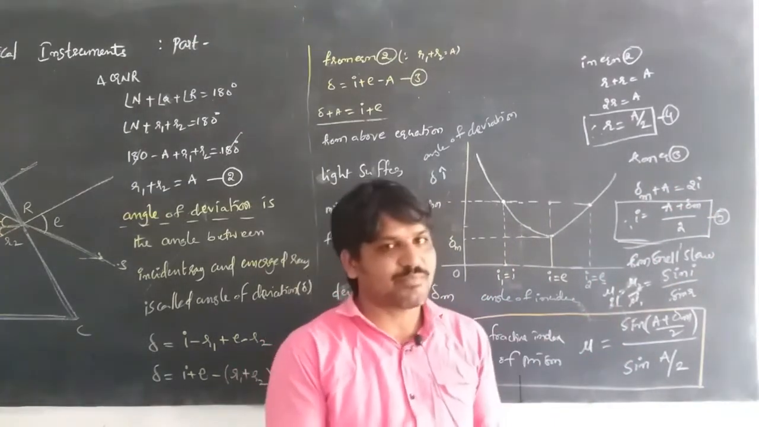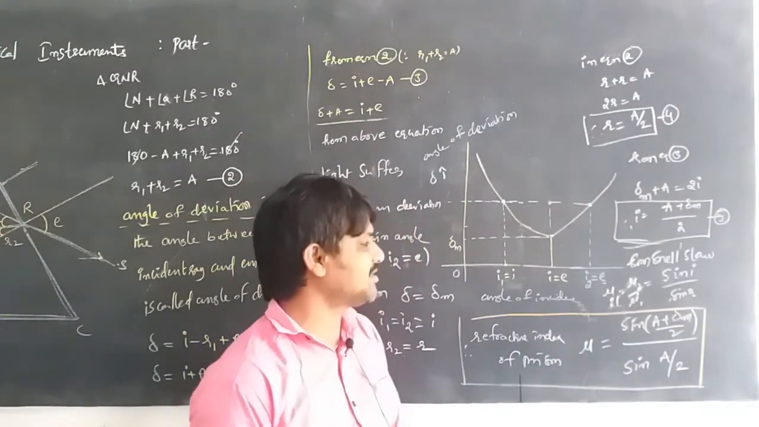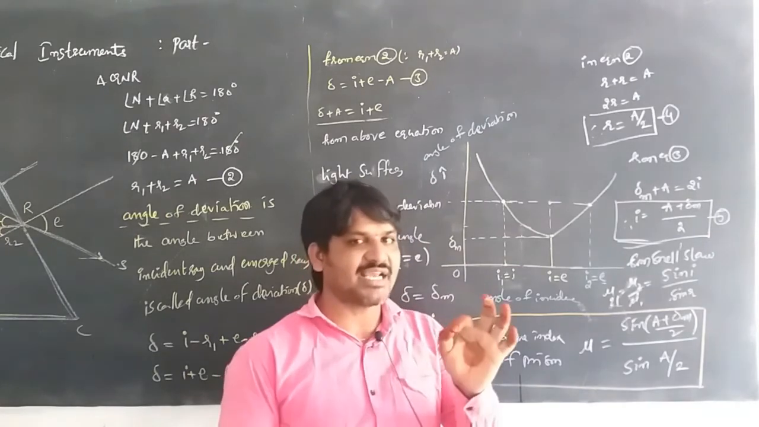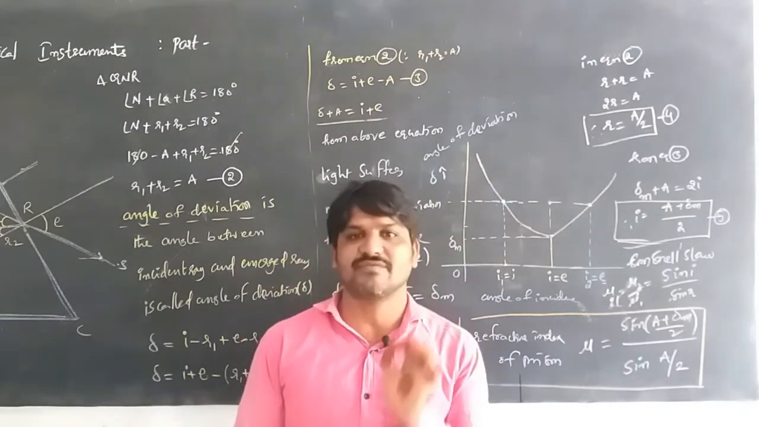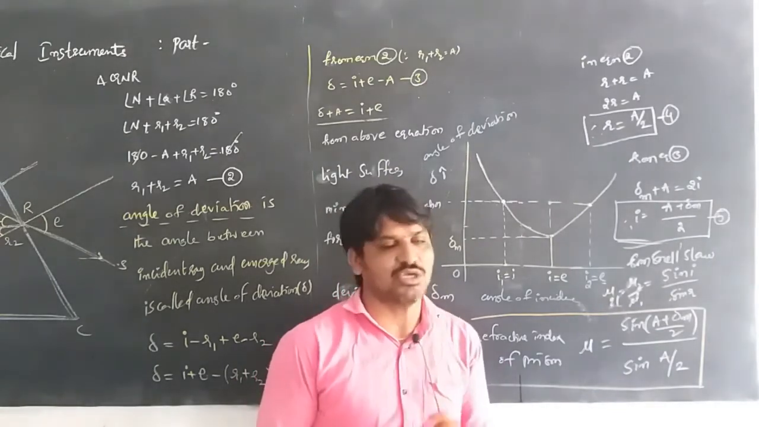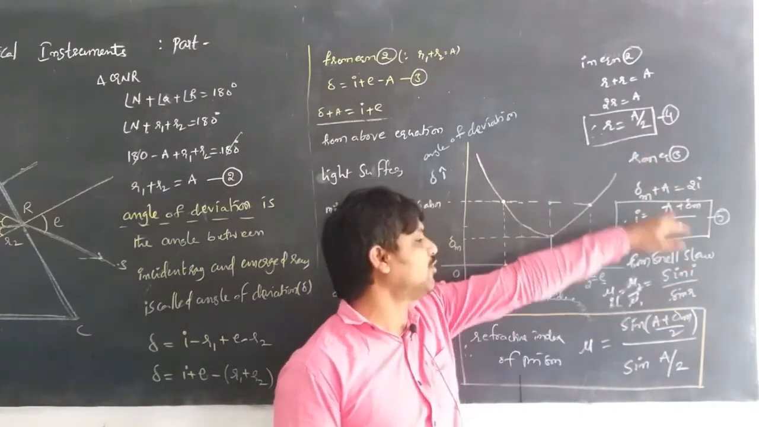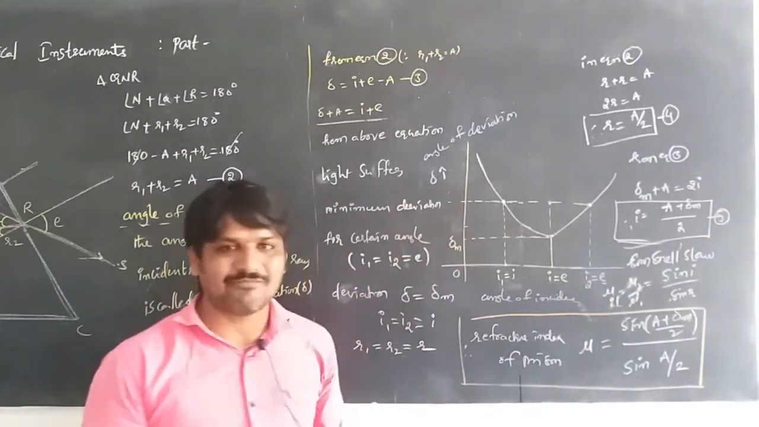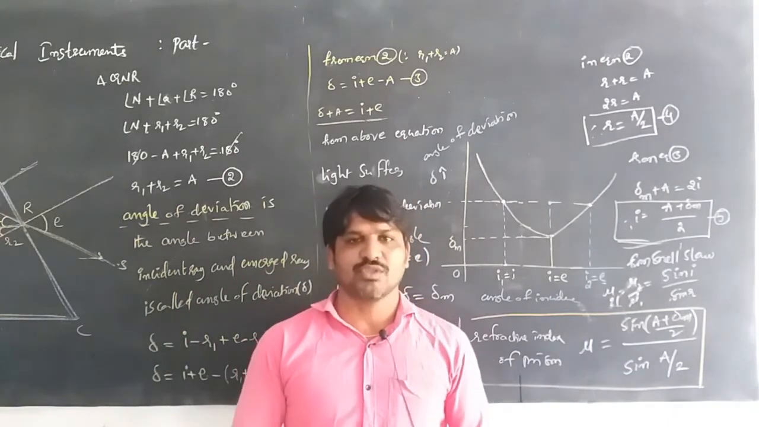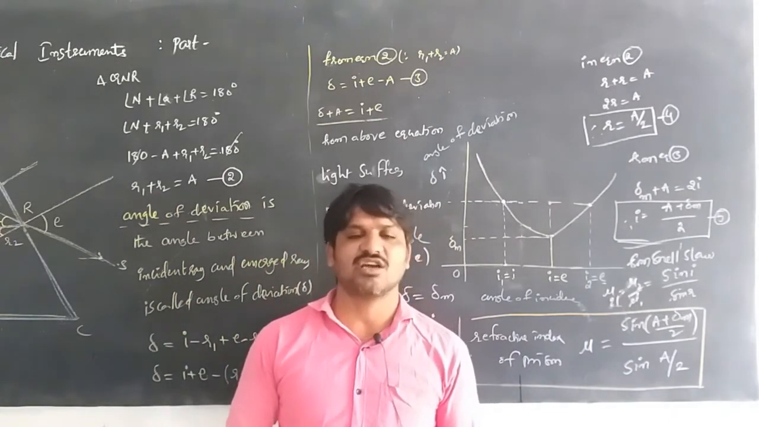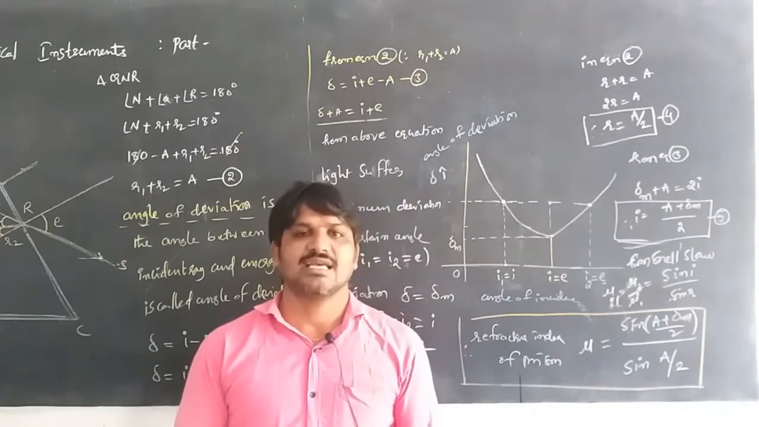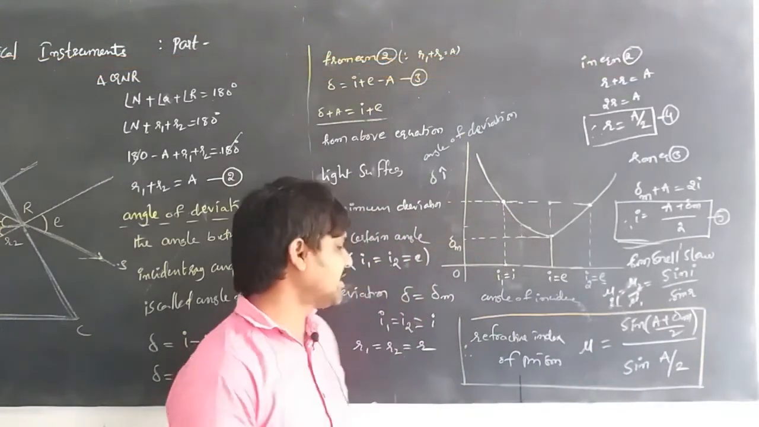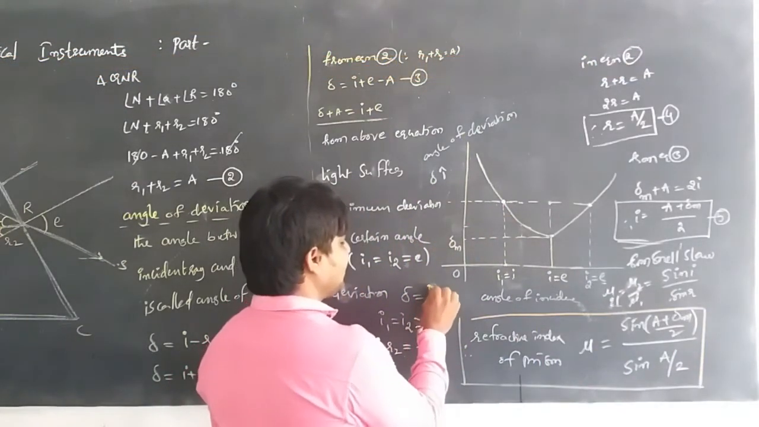If we substitute these values in Snell's law, the refractive index of the prism mu 21, that is mu 2 by mu 1, is equal to sin I by sin R, the sine of the angle of incidence by the sine of the angle of refraction. Substituting from relations 4 and 5, we get the refractive index of the prism mu is equal to sin of (A plus Dm) by 2 divided by sin of A by 2. Here delta m is the minimum deviation.